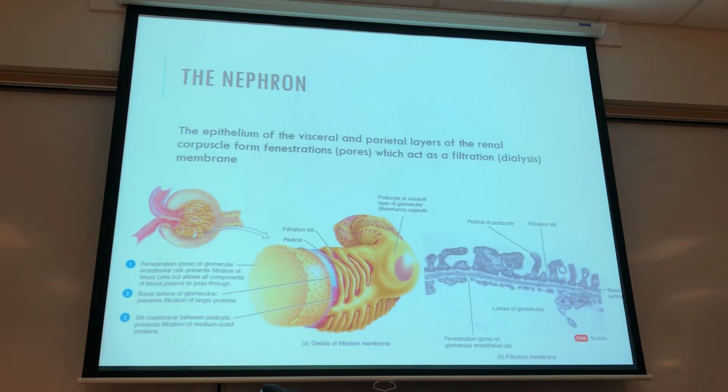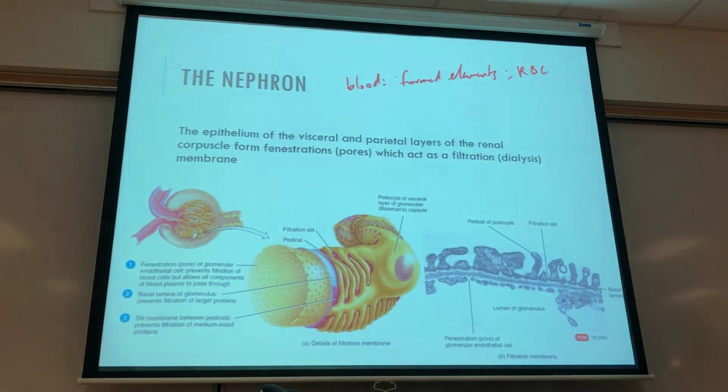Things that need to stay in the blood are formed elements. You want to keep your red blood cells in there. Things that are dissolved in the plasma. What's dissolved in the plasma? You've got some large proteins. You've got water-soluble hormones. You've got glucose. You've got ions. And you've got tons of water.